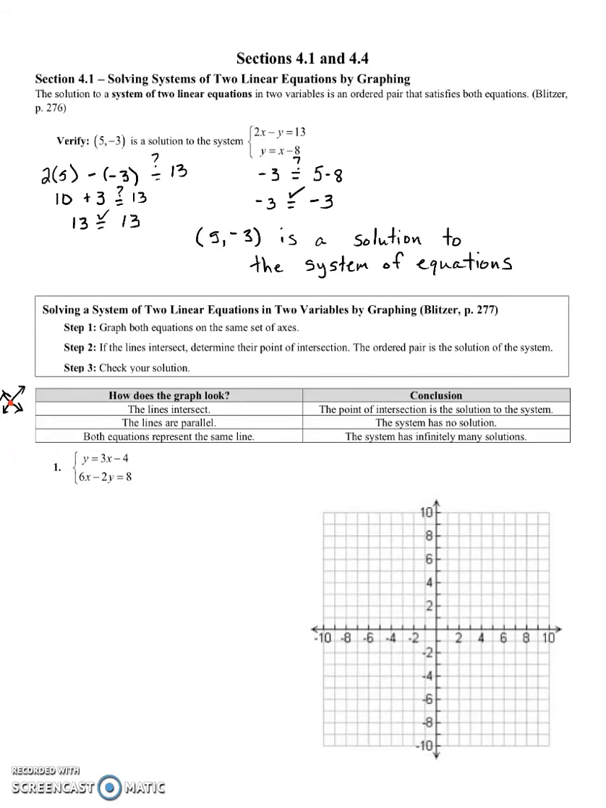Now, if the lines are parallel, what happens, I'll go over here on the right side, is they never cross each other. So there's no solution because they never touch. And if what we have is the same line, which means when we graph them, they lie exactly on top of each other, then the system has infinitely many solutions. So that one goes with that option.